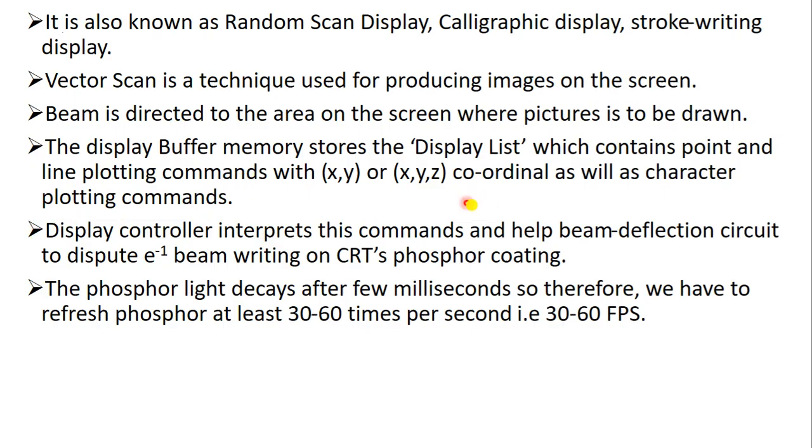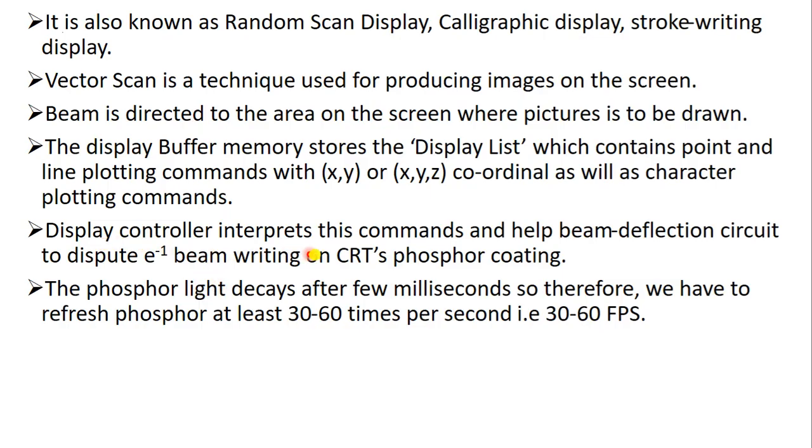Like this, different types of points, different types of lines, or different types of characters are generated on the phosphor screen. The beam is directed to the area on the screen where pictures have to be drawn. The beam is directed to the particular position, the particular area, and only on that area it is struck. There only the pictures are shown, there only the images are shown.